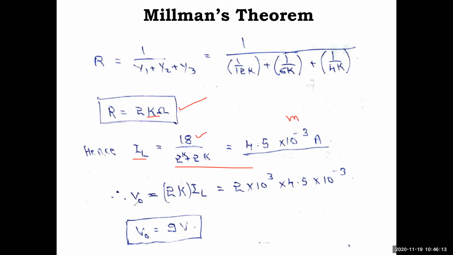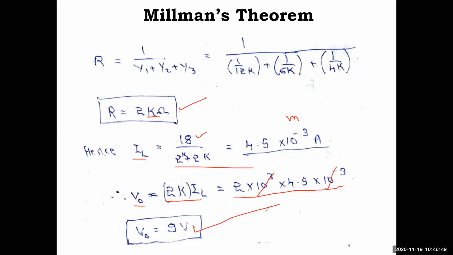So what you require here is V naught. V naught is nothing but resistor into current, Ohm's law. Resistor is 2k there and IL is in milliamps, so milli and kilo will get cancelled out. That's why I told you in the case of voltage no problem will come. When you are dealing with resistors, kilo and milli, you should be careful. So 2 into 10 to the power 3 and 4.5 into 10 to the power minus 3, these two will cancel out. So 2 into 4.5 will give you 9 volt as the answer. Okay, so this is the thing.